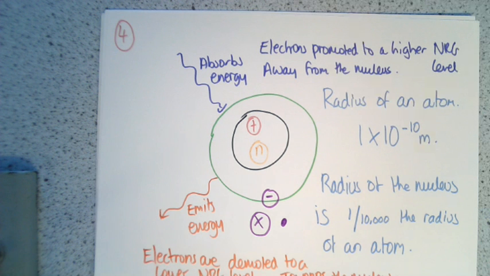So if atoms absorb energy, the electrons move away from the nucleus. If it emits energy, they move towards it.